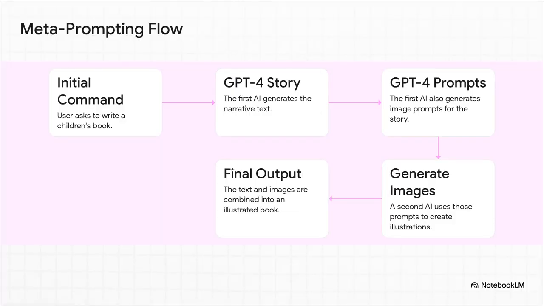So here's how it plays out. You give that high-level command, GPT-4 gets to work writing the actual story. But, and here's the genius part, at the exact same time it's reading its own story and creating a series of detailed image prompts for each page. Then it sends those prompts over to an image model like Midjourney, which creates all the beautiful illustrations. And just like that, the AI has orchestrated the creation of a complete illustrated book.